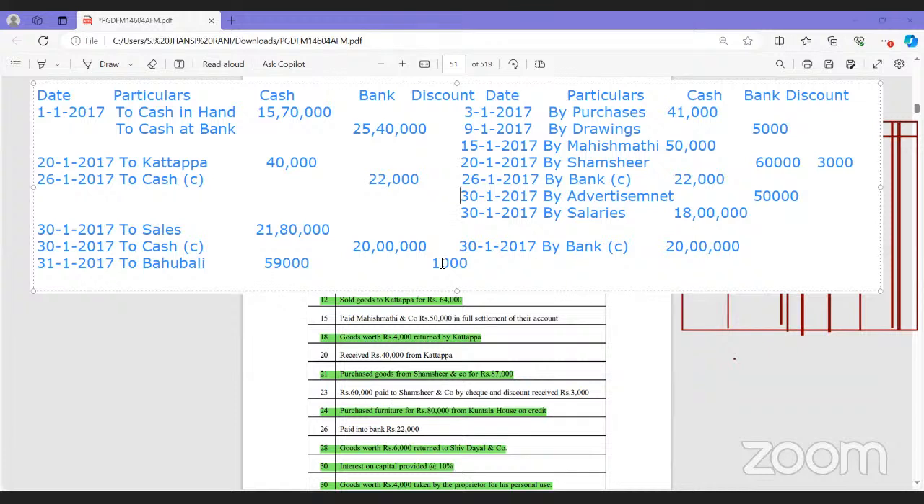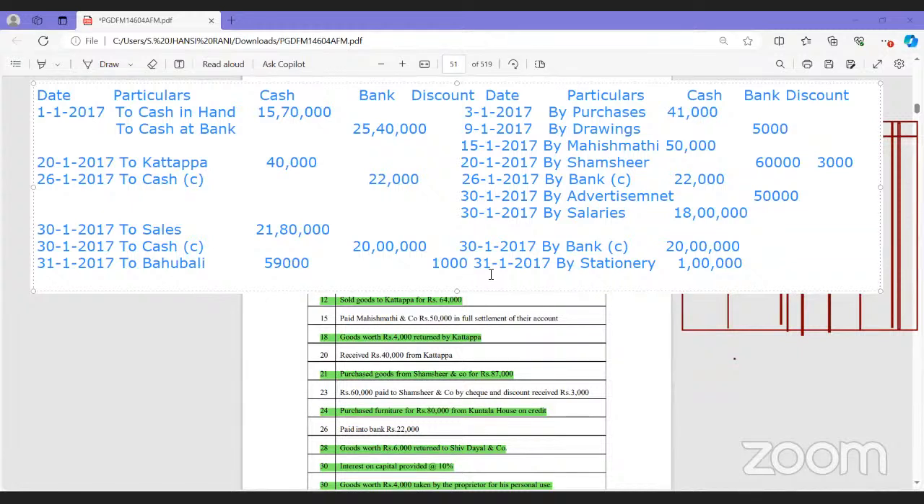Now next, purchased stationery. We are purchasing. Purchasing means what is happening? Payment. Yes. So what is the date? 31st January 2017. What are we purchasing? Stationery. So, bought stationery. They did not mention cash or bank, so I'll write in the cash column. That is 1 lakh. Now all transactions are completed.